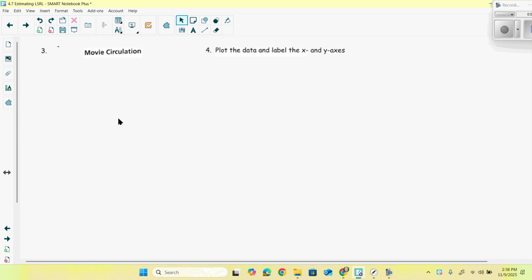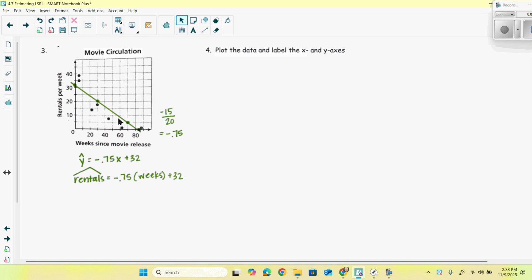Okay, movie circulation, movie rentals. This is going old school on you, back in the Blockbuster days. A movie would come out from the advertising and stuff. People are excited to see it, but every week that goes by, it becomes less interesting. Maybe new movies come out, other things happen, it loses its circulation or expected rents.